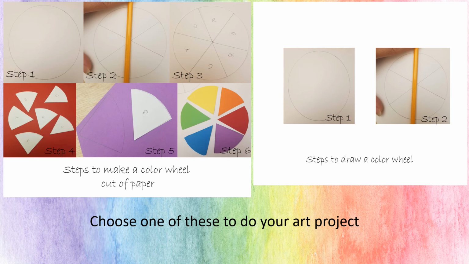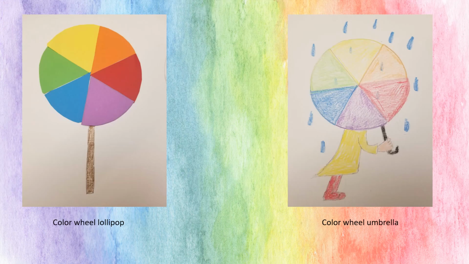Now, for the other option, you can just draw a color wheel. So step 1 is to draw your circle, and step 2 is to draw the lines to break it into a pie. Okay, class, here's the creative side. You can choose what you want to make. I chose to make a color wheel paper lollipop. And for my color wheel drawing, I made an umbrella with a little girl in the rain. I can't wait to see yours. Please upload them to Seesaw.